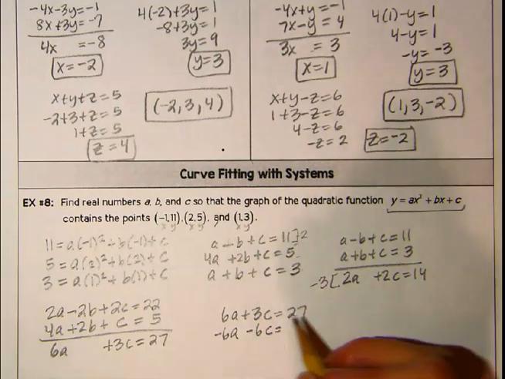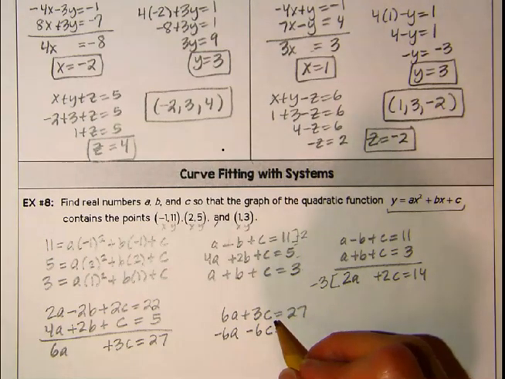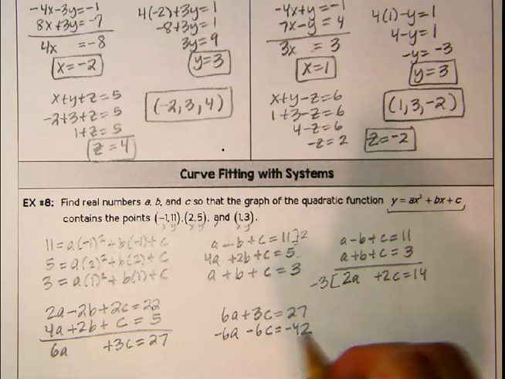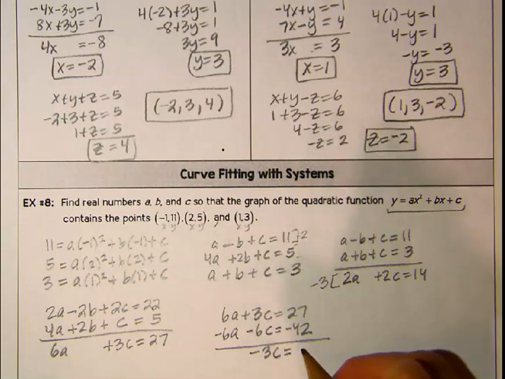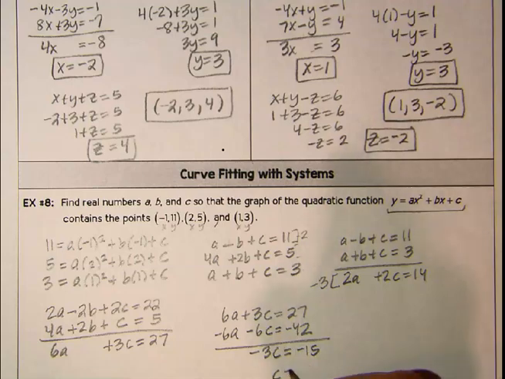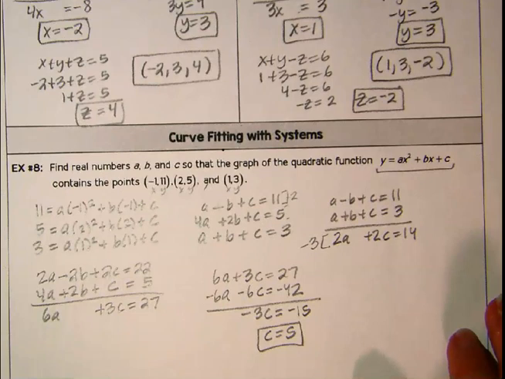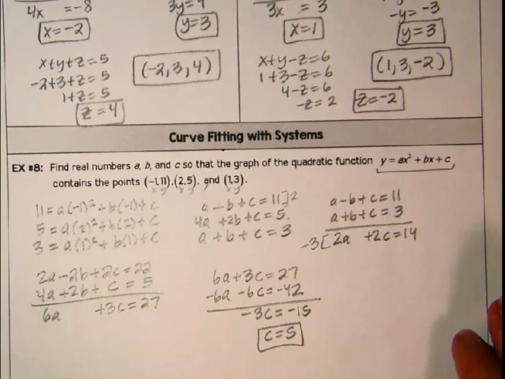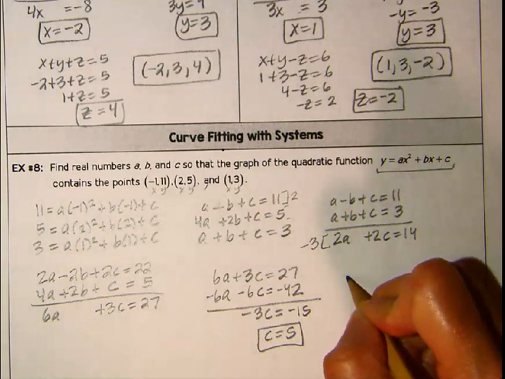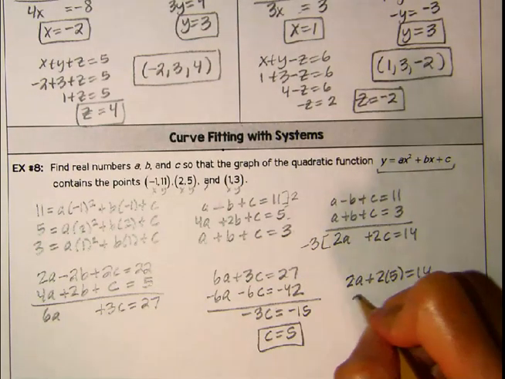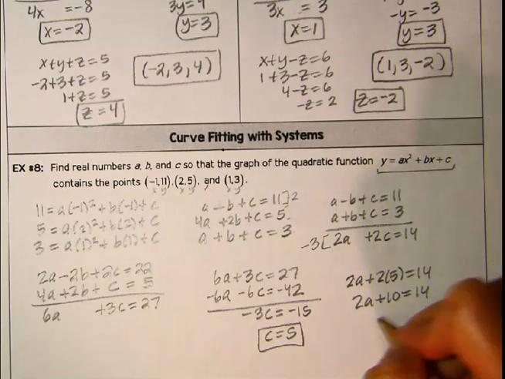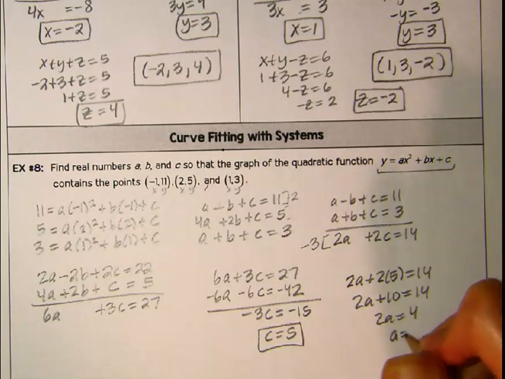3 times 14, what's that? 3 times -42, thank you. All right, so that gives me -3c equal to negative 15. So c is 5. Okay, that's important. And once we know that, we can go back to either one that has the a and the c. I'm going to choose this one that has the smaller number. So 2a plus 2 times 5 equals 14. And so I get a is 2.